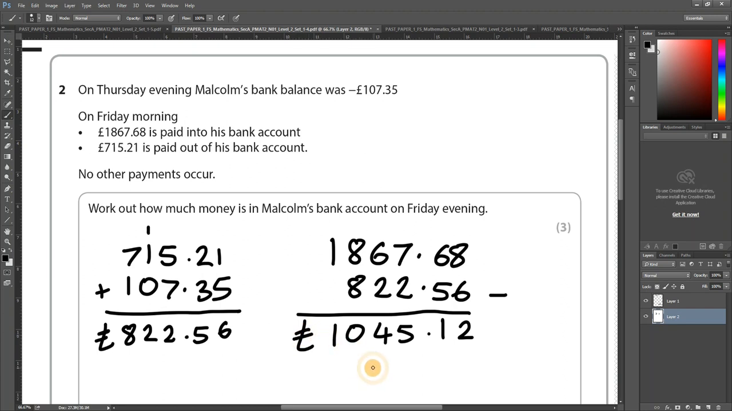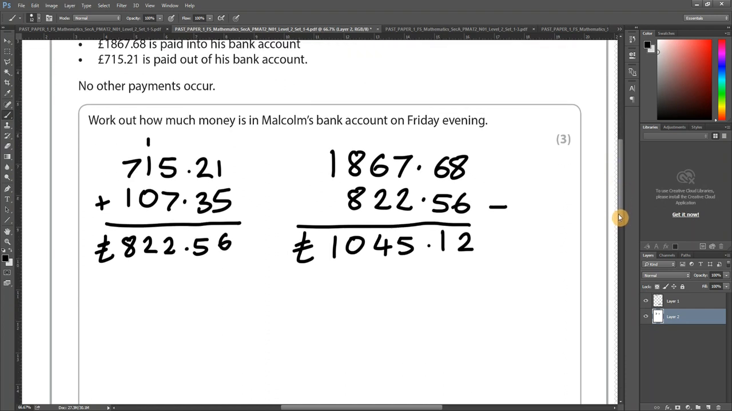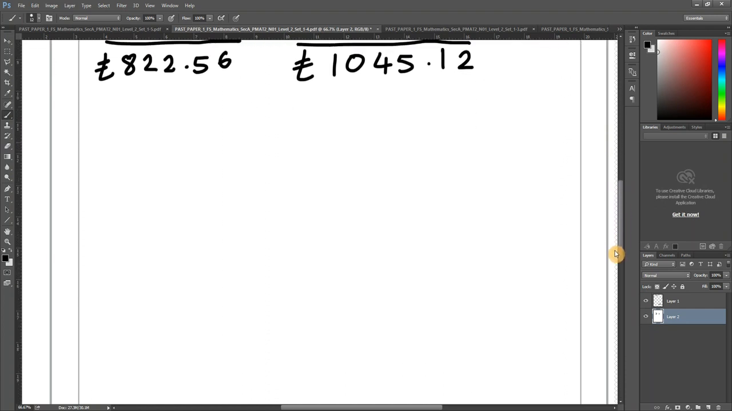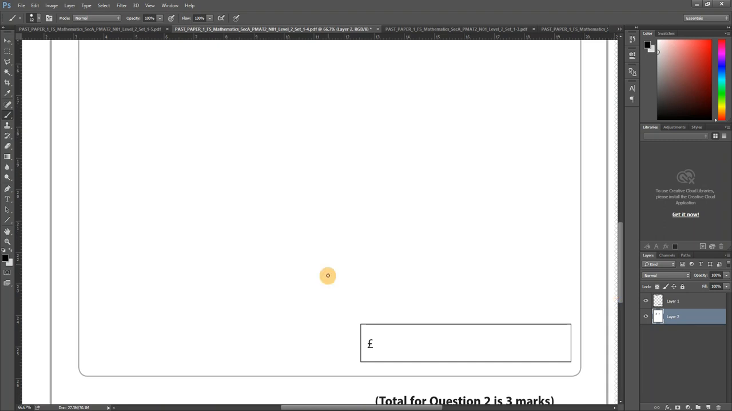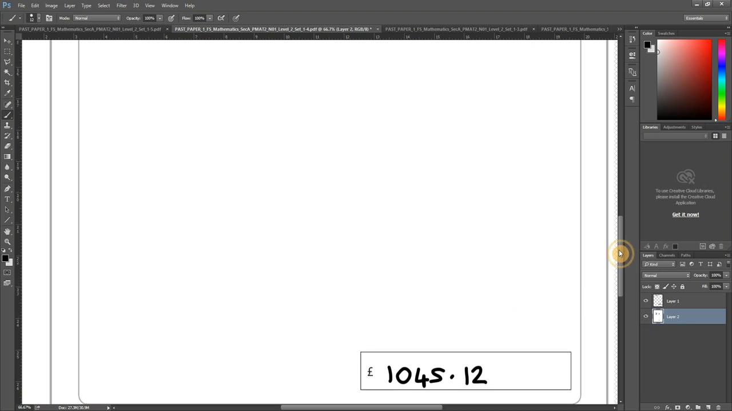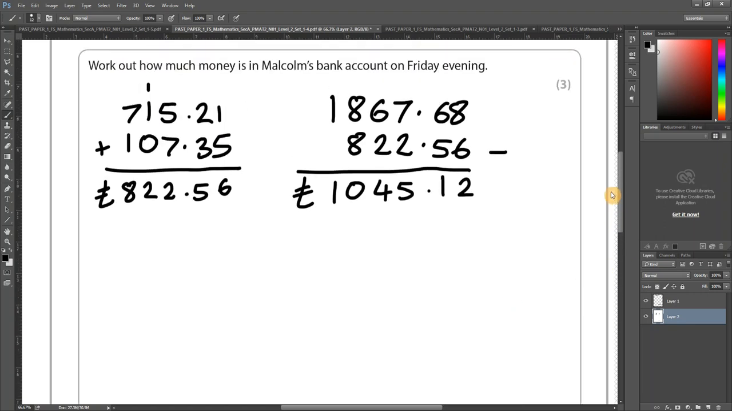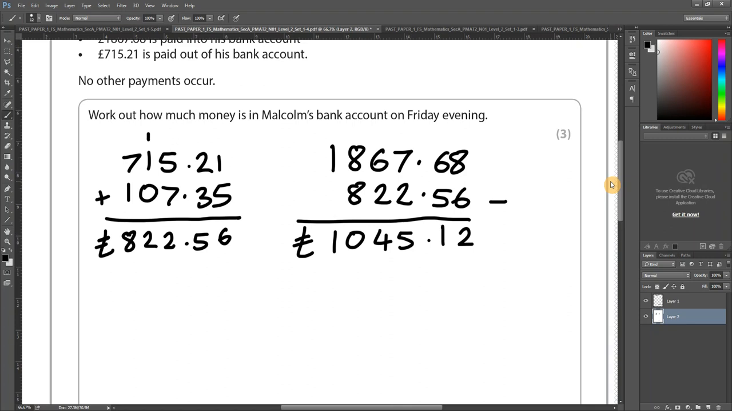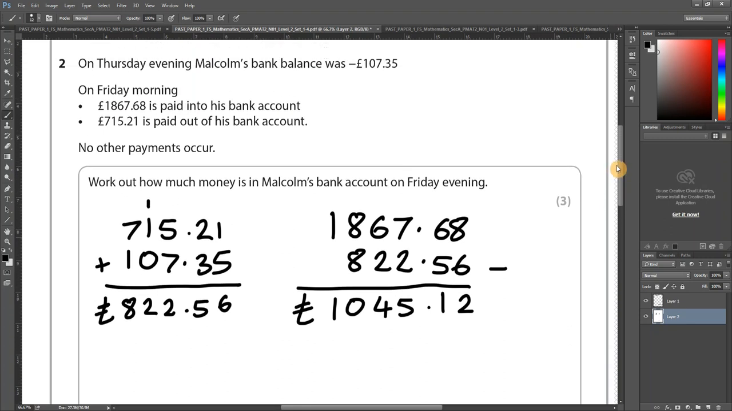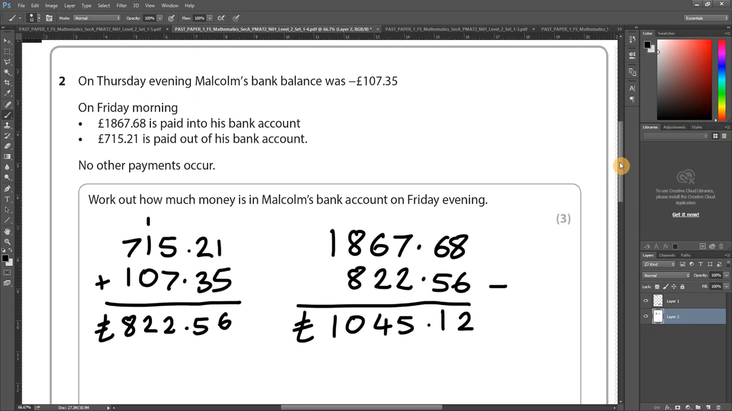Yep, so in pounds, that's going to be what's going to be left in his bank account on Friday evening. So yeah, let's put that in the answer box. 1,045 and 12 pence. Yep, 3 marks for doing that. You could have done it differently, but as long as you get this answer, £1,045 and 12 pence, you'll get 3 marks however you do that.